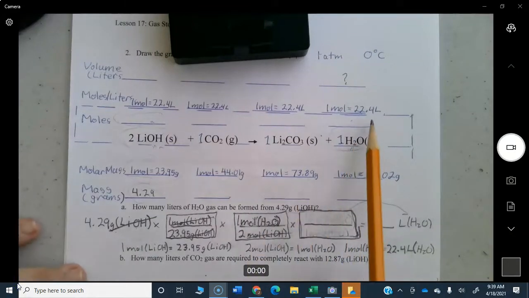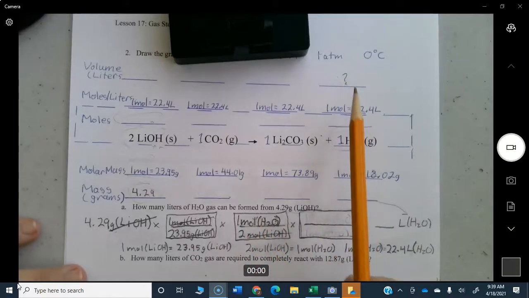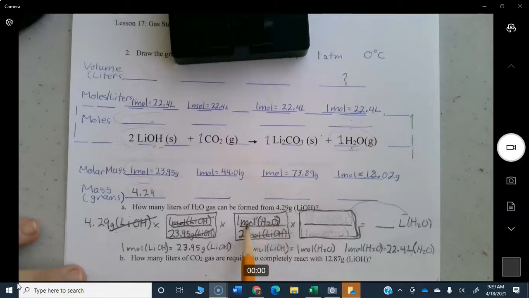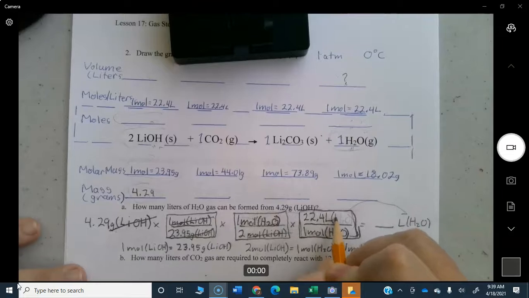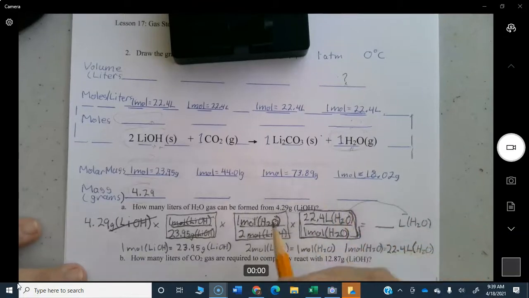All right, so now we're sitting in this box right here after this conversion. Now we need to get out to liters of H2O. So our conversion is 1 mole H2O equals 22.4 liters. Which one goes on the bottom? It's the same one that you see here, so it's moles of H2O. And that cancels with moles. Last man standing is liters of H2O, which is in your final answer.